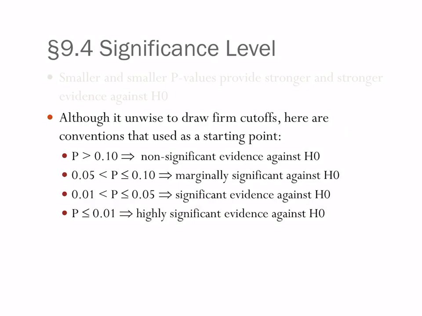As we said earlier, if we had a p-value, let's say one earlier p-value equaling 0.27, that's a very high p-value, greater than 0.10. We would say this is non-significant evidence against the null hypothesis. See, 0.27 is very high.